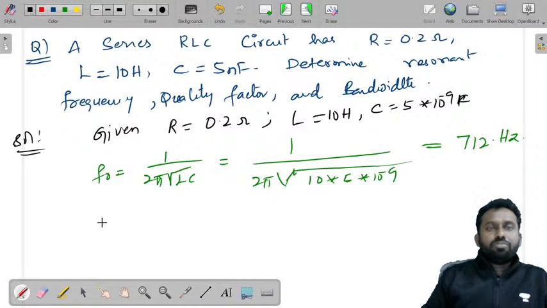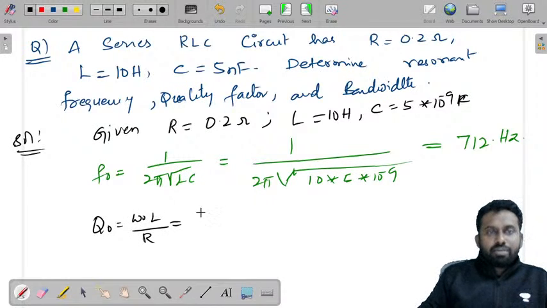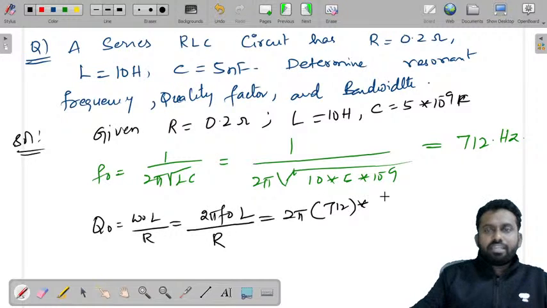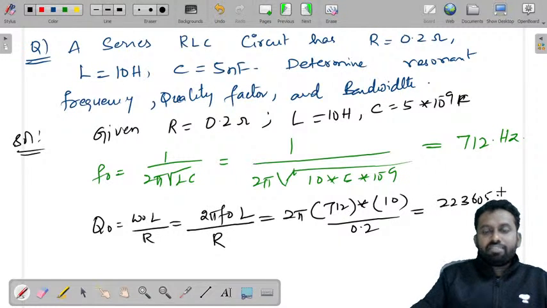Then let's try to do what is quality factor. Q naught is equal to omega naught L by R, that is 2 pi f naught L by R. So 2 pi into f naught is 712, into L is 10, by R is 0.2, will give you 223,605.68.